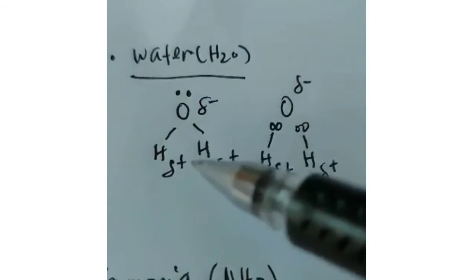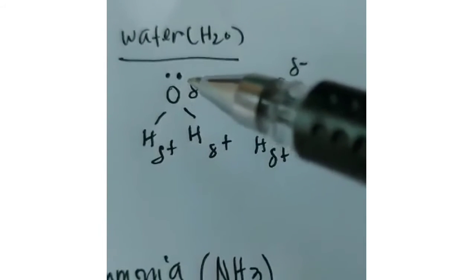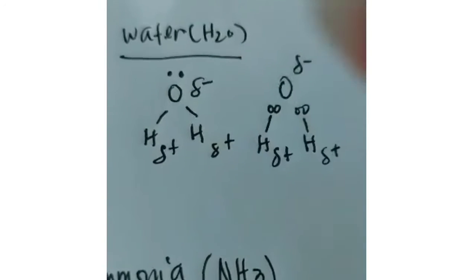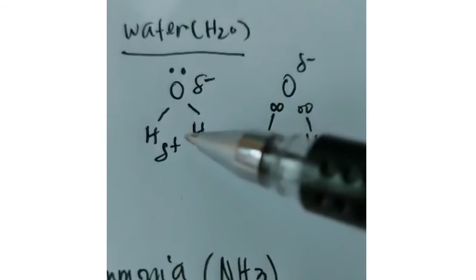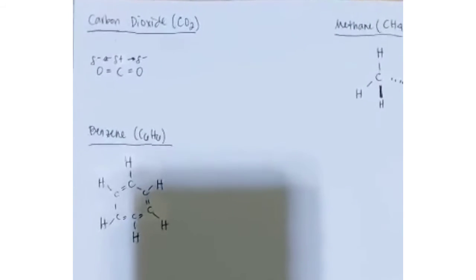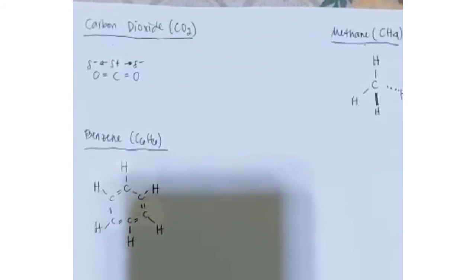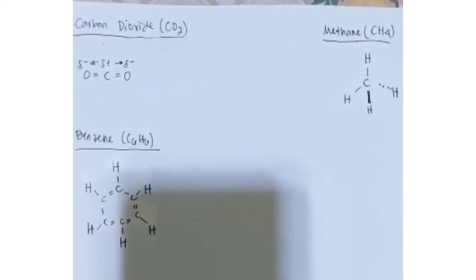First, H2O, or water. The bonds between hydrogen and oxygen are distributed so that the hydrogen atoms are both on one side of the oxygen atom rather than evenly spaced. The oxygen side of the molecule has a slight negative charge, while the side with the hydrogen atoms has a slight positive charge. And here are some examples of non-polar molecules.